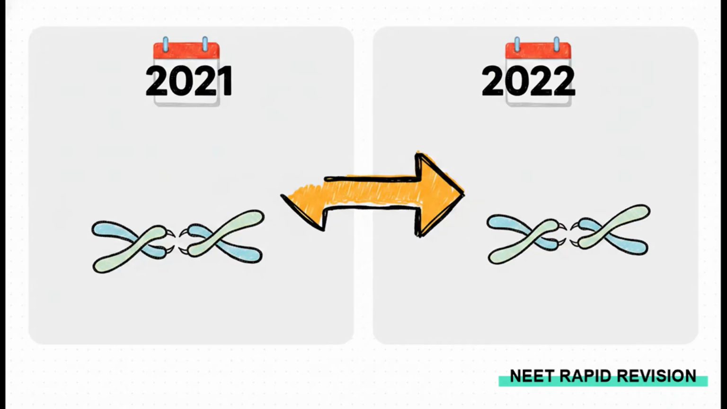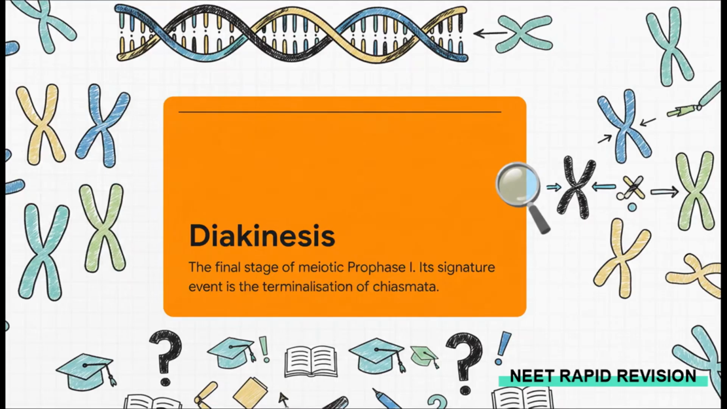This is the ultimate proof that these patterns are real. And the answer for both years is diakinesis. The proof is right in front of you. This is exactly why this kind of analysis is so incredibly powerful. The terminalization of chiasmata, which is just that final movement of the crossover point to the very ends of the chromosome, that is the signature event of diakinesis. Mastering these key events isn't just a good idea, it's absolutely essential.